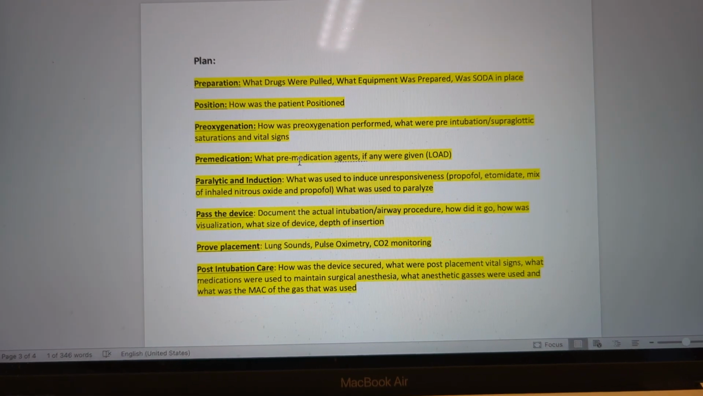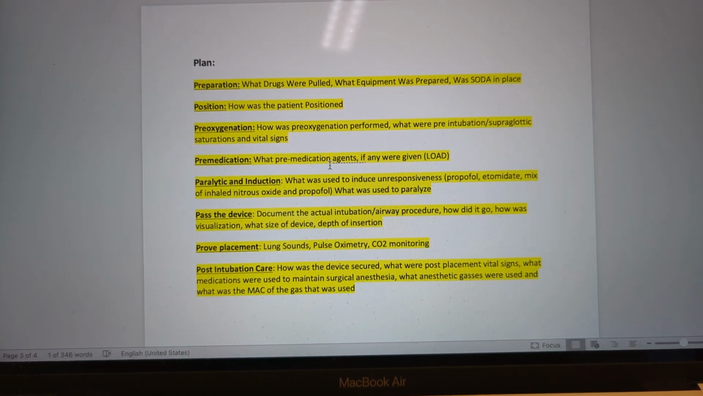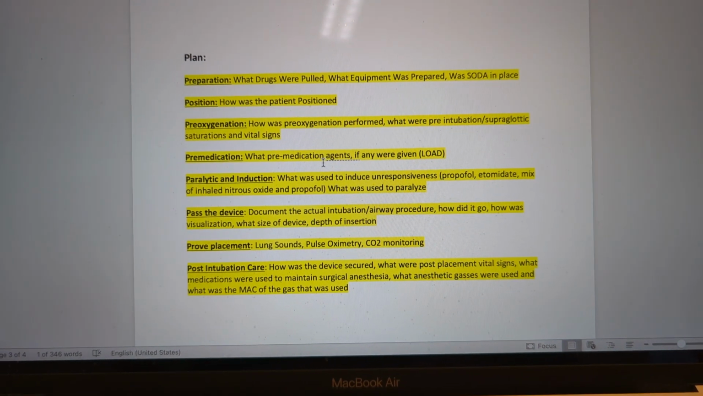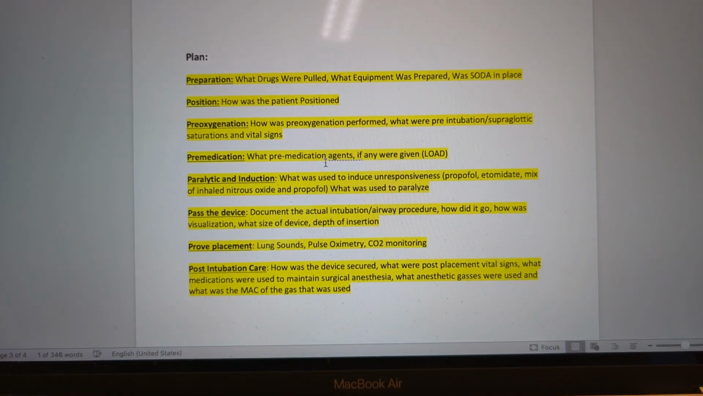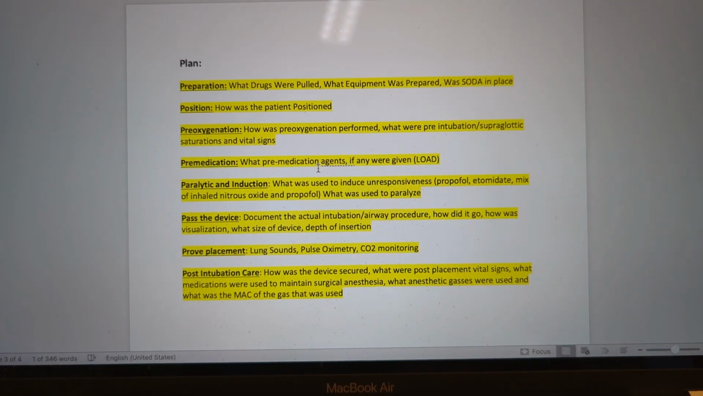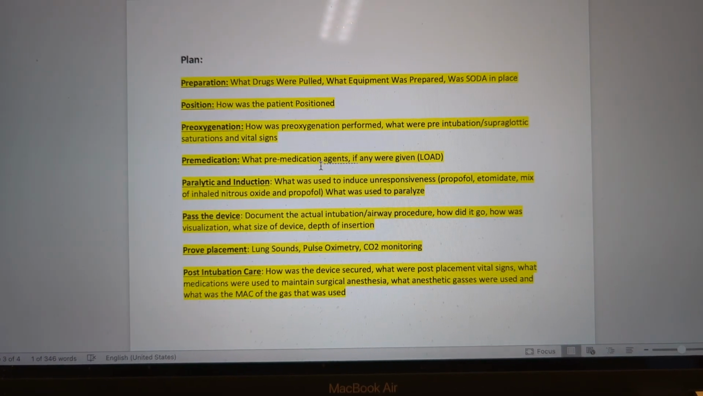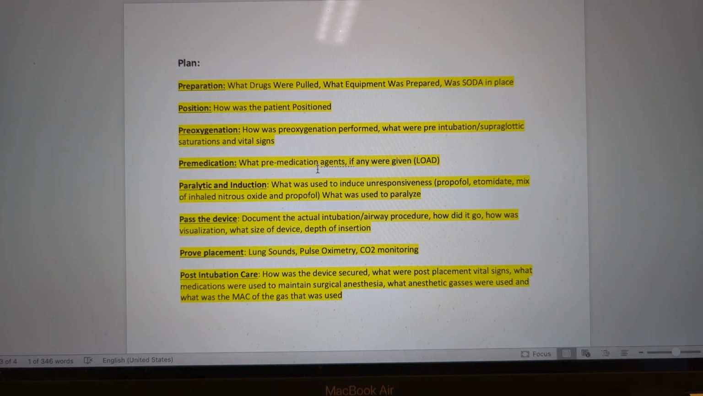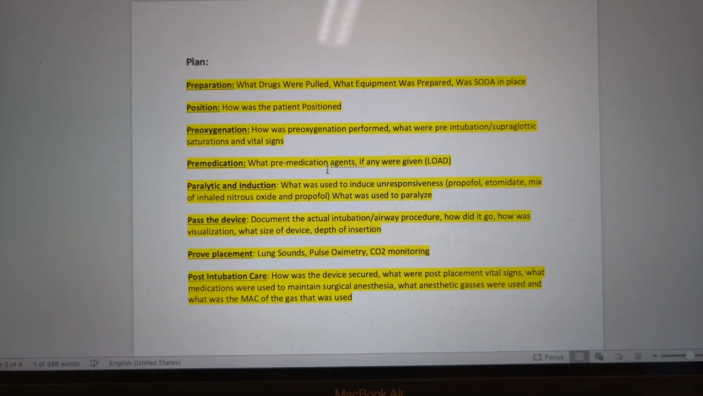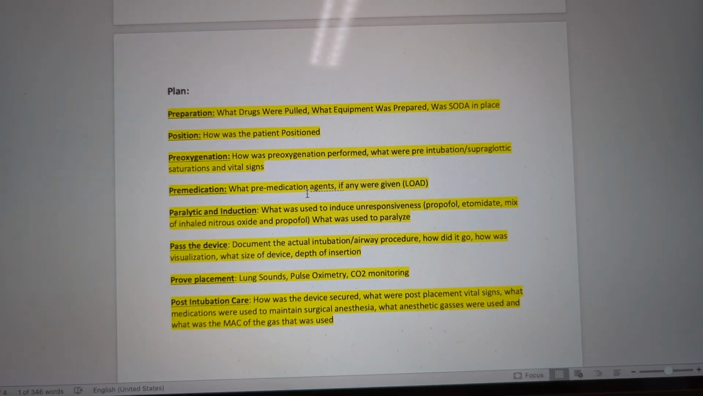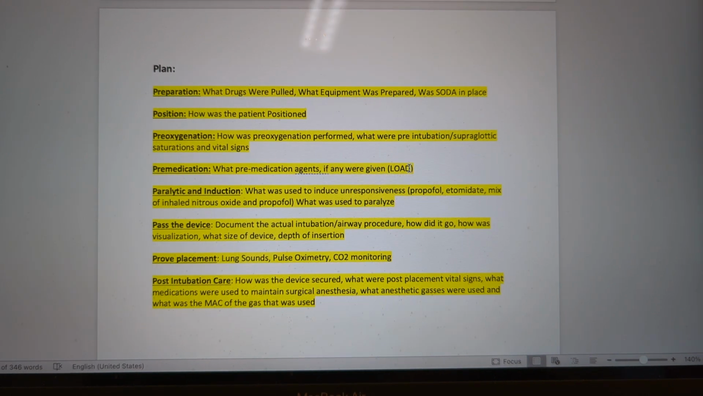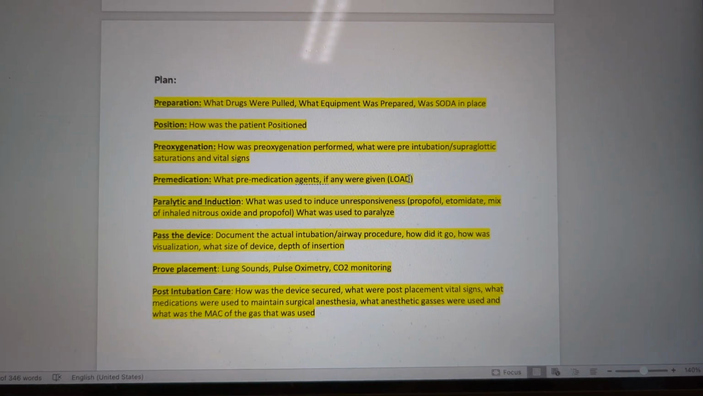Pre-medication, were pre-medication agents given, right? Remember the acronym LOAD: lidocaine, an opioid such as fentanyl, atropine, or glycopyrrolate, which is commonly used in lieu of atropine in the perioperative environment. And glycopyrrolate is very similar to atropine. It is an anticholinergic agent for drying out secretions, or a defasciculating dose of a neuromuscular blocker if succinylcholine was used.